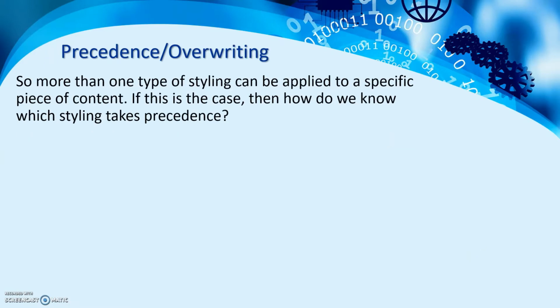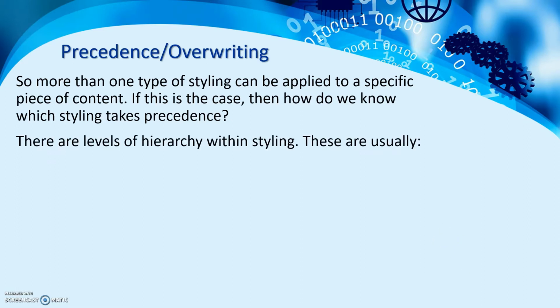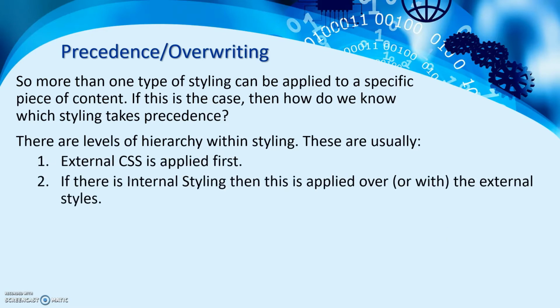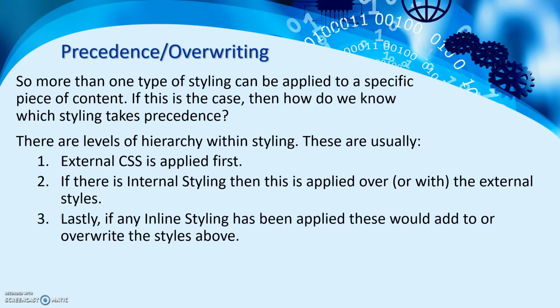Okay, so precedence and overwriting. If there's more than one type of styling that we can apply to a specific piece of content, then how do we know which styling takes precedence? Well, there are levels of hierarchy within styling, and these are usually the external CSS is applied first, immediately overwritten by internal styling. If that is applied, it will then go over the top of any external styles. And then lastly, any inline styling, if we apply any of that, then they would add to, or they would overwrite. If it's the same element being styled, then it would overwrite it.